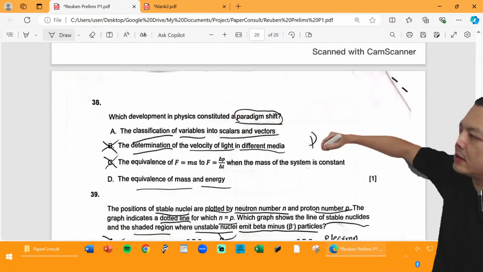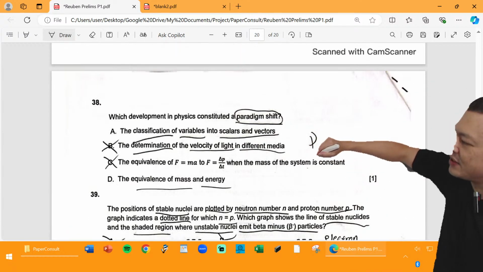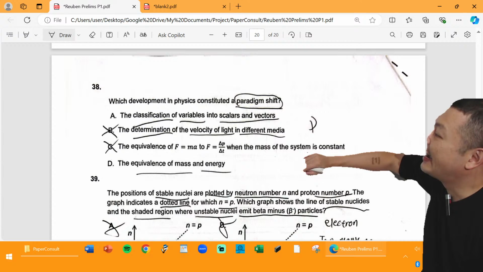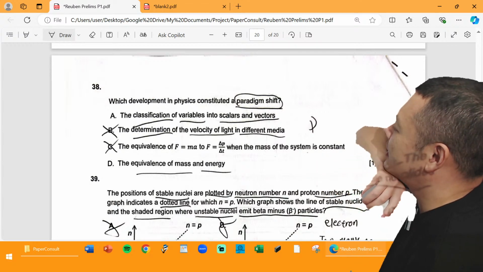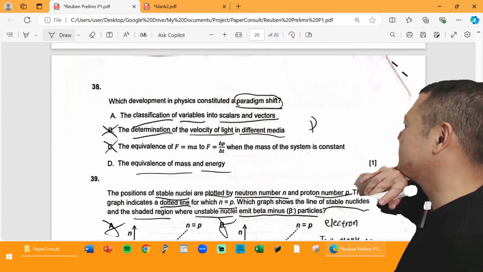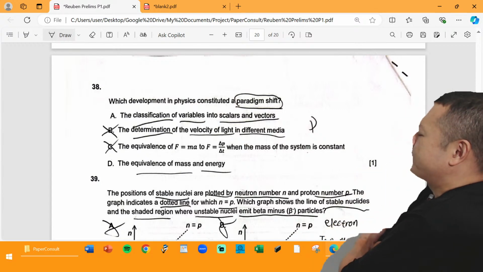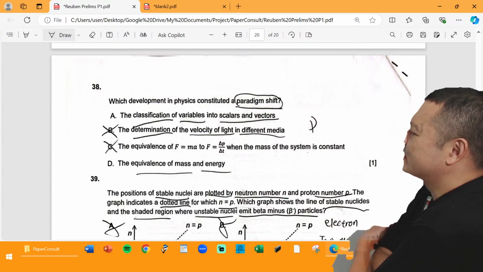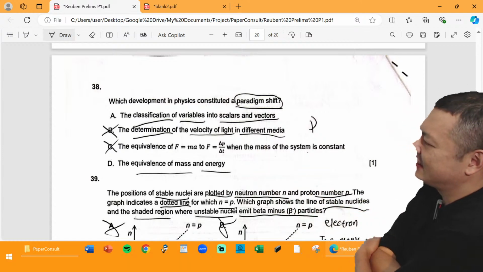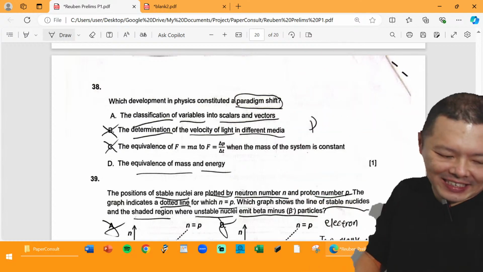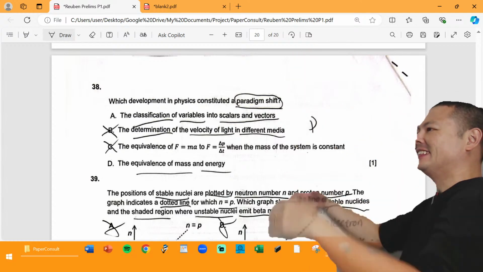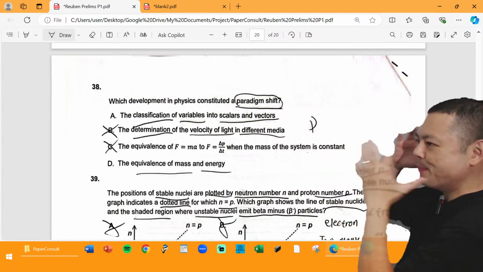37, right? 30, nature of science. Paradigm shift. You want a paradigm shift? I would say D is the answer. Why is it not A? Because it's not big enough. It's not a big enough impact. You've got to think about what was a big impact.